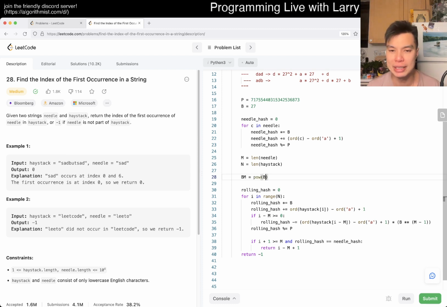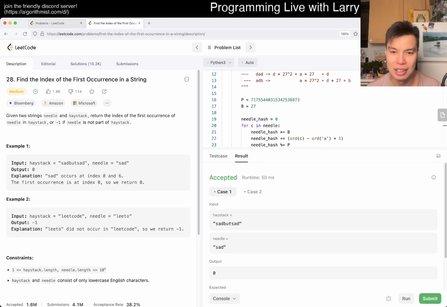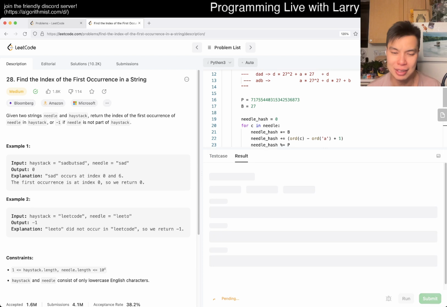pow of b to the m minus 1, with the third argument being p, that's the mod. In Python you can do this, and if you can't, just do a for loop and multiply things out. So that's fine. This would still be a big number, but it's only multiplied 27 times. Let's see if it works. Okay, that looks good. Let's give it a submit.